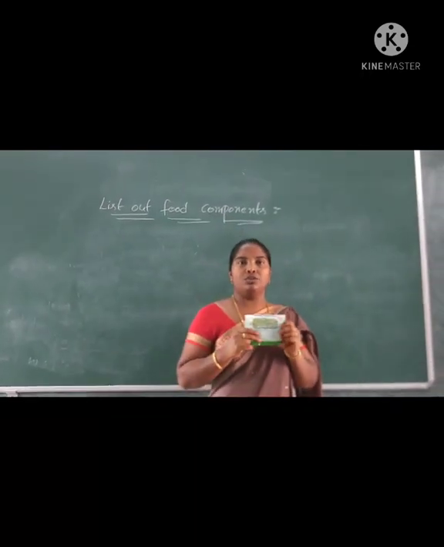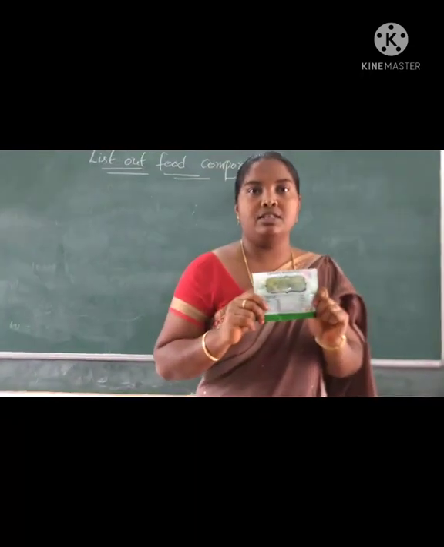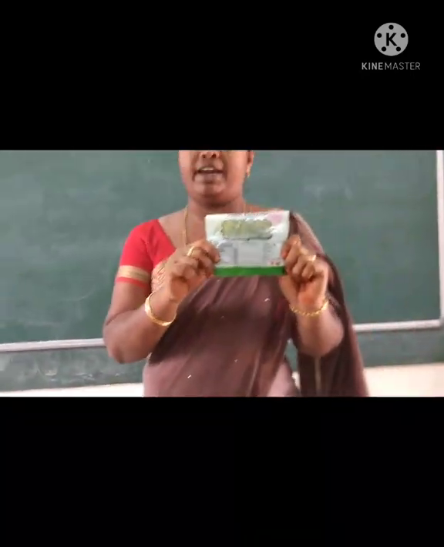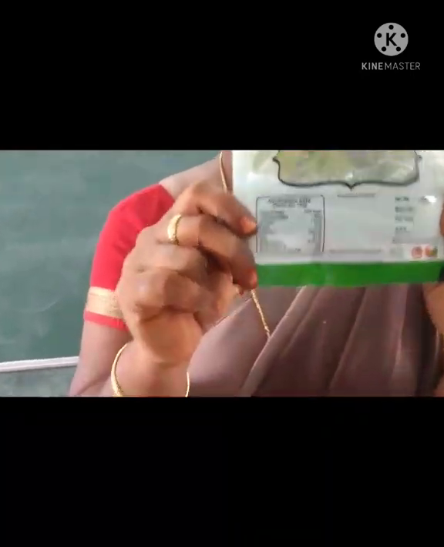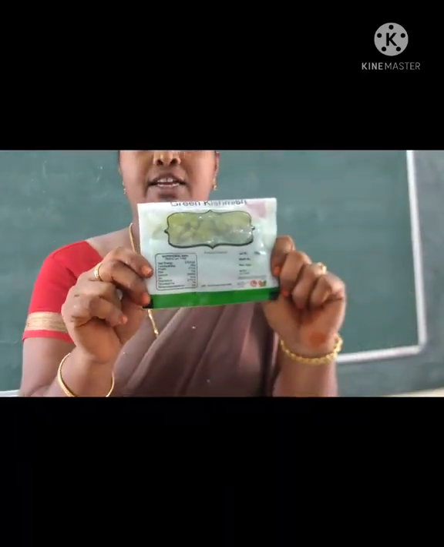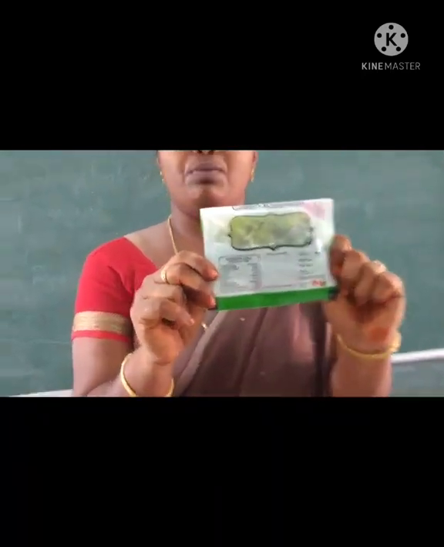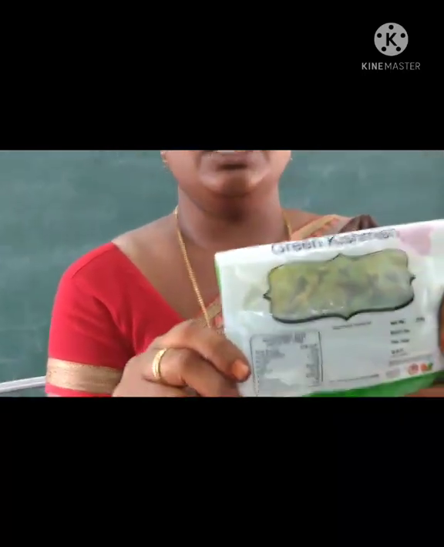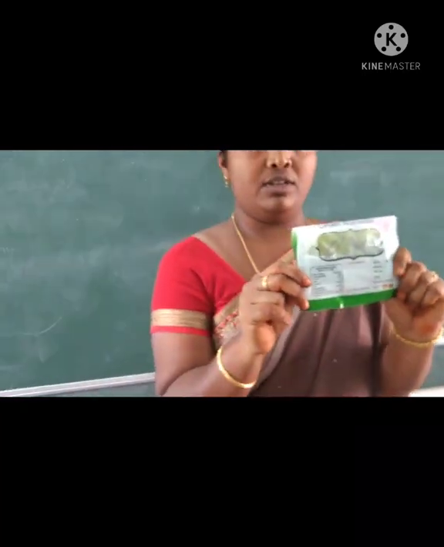All of you observe the given packet. This is a kismis packet. What food components are present in it? List them out in your notebook in table form.